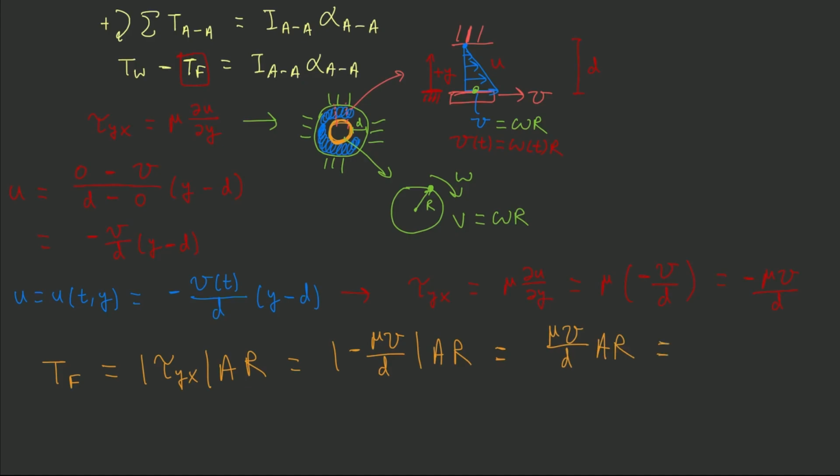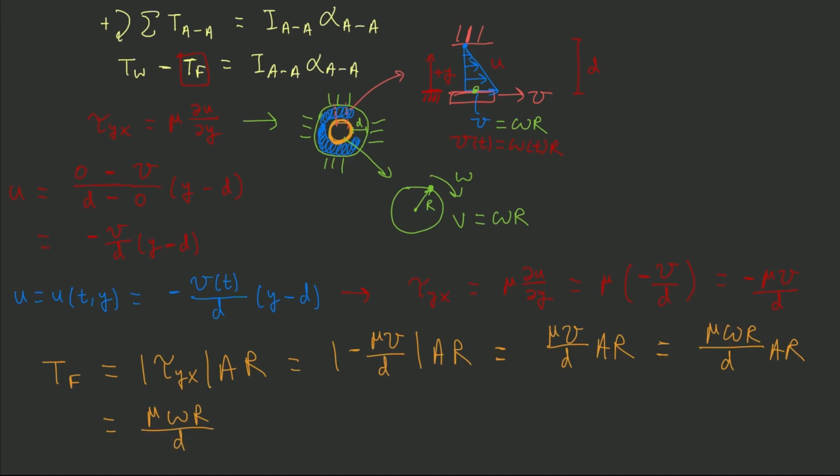Now, we can use this as an opportunity to break out U into our dependent variables that we're trying to determine. So we can write this as mu omega r over d, A, r. So we can write that out a little bit more simply. Mu omega r over d.